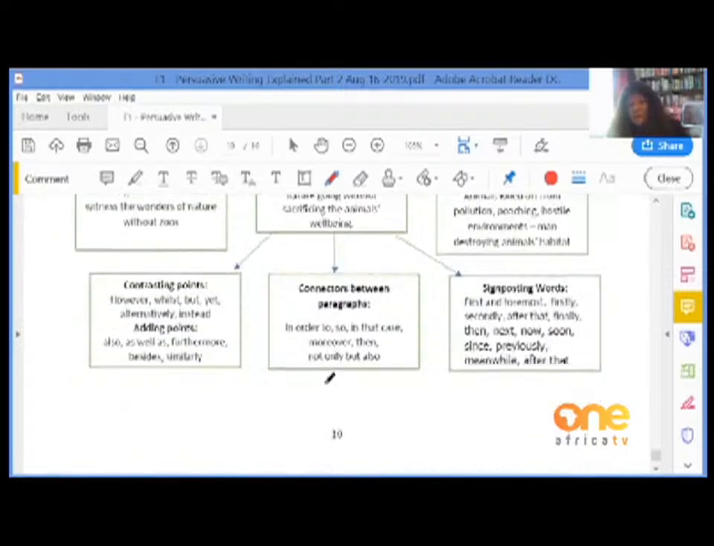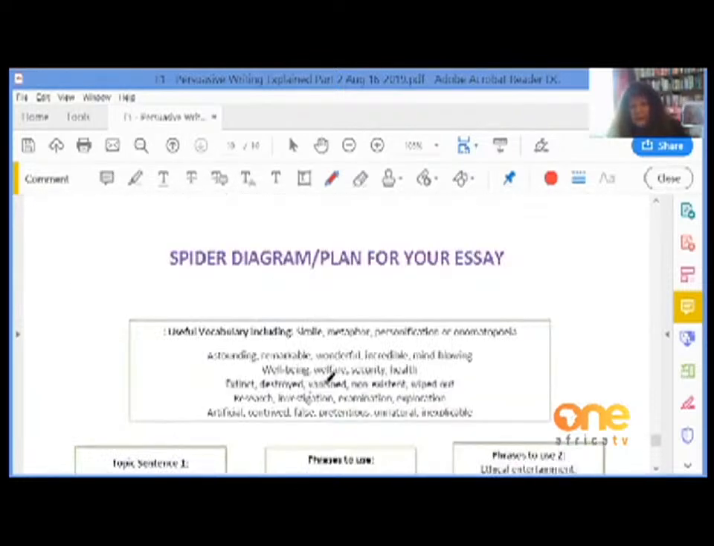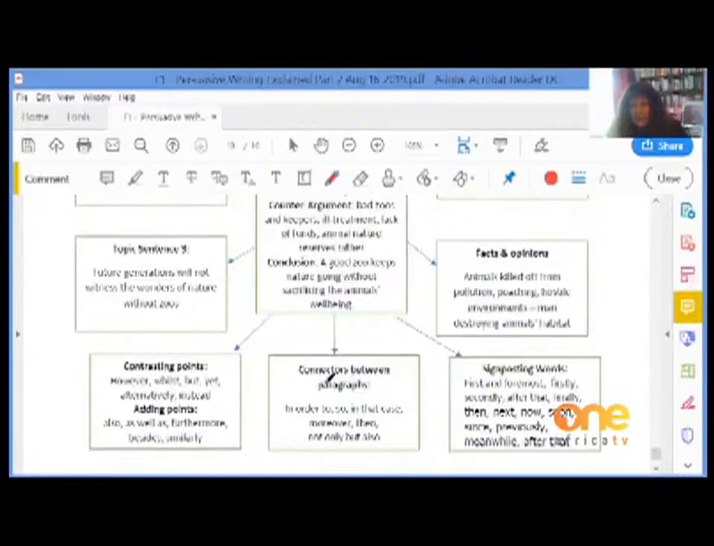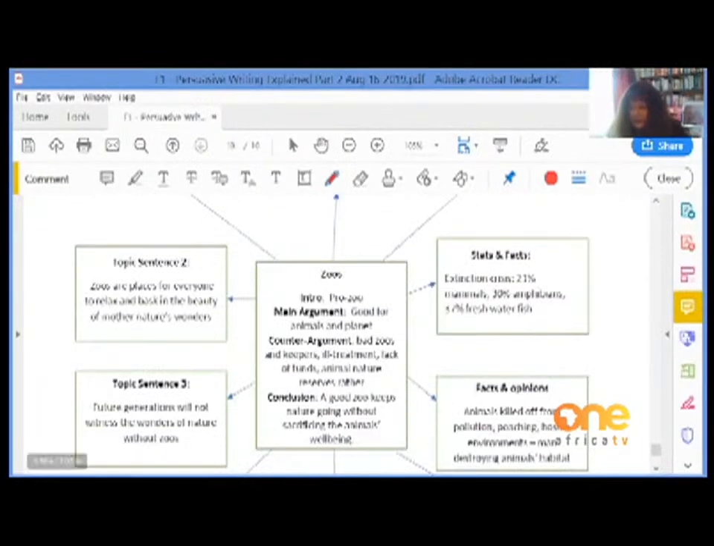Let's look at the things you would do in your plan. This is what your plan must look like, okay? In the middle of your spider diagram, we're going to talk about zoos. So are you going to be pro-zoo or anti-zoo? So in the introduction to your essay, you're going to make that very clear. Otherwise, people won't know what you're talking about.